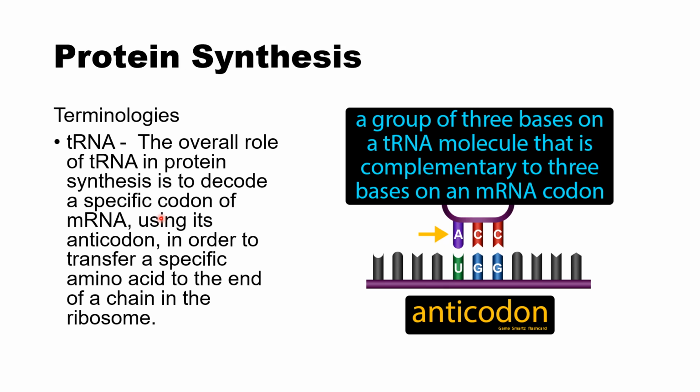So, ano nga ba yung tRNA? So, yung tRNA, this is the overall role of the tRNA in protein synthesis is to decode specific codon of mRNA. So, dinedecode niya using its anticodon, in order to transfer a specific amino acid to the end of a chain in the ribosome. Kailangan talaga nitong transfer tRNA para minomove niya yung amino acid from one place of the ribosome to another end para ma-allow ulit yung other tRNA to bind with the mRNA. So yun yung transfer RNA or tRNA na tinatawag. Meron siya nitong anticodon which dinedecode itong codon dito sa mRNA.